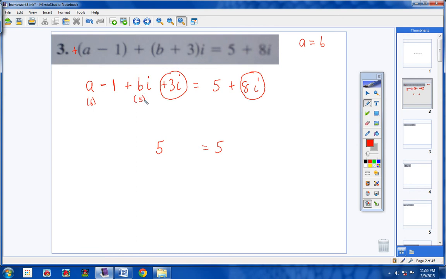If B was a 5, you would have 5I plus 3I, which would give you 8I. And of course you want to have an 8I for the two sides to be equal. So what does B have to be? 5. So B equals 5. So there we go. Just a little simple problem to start off there, where we're trying to find out what A and B would have to be to make both of these sides equal, okay?